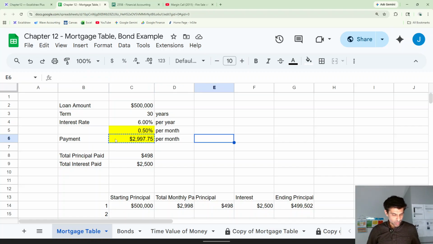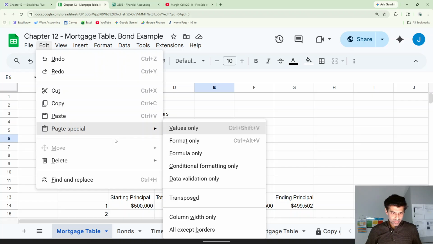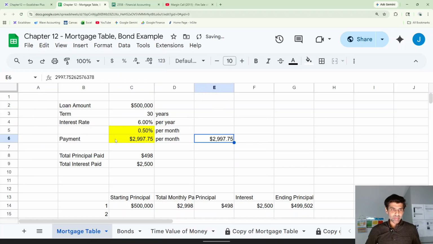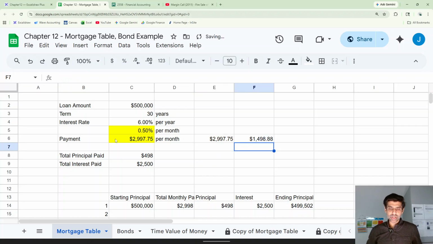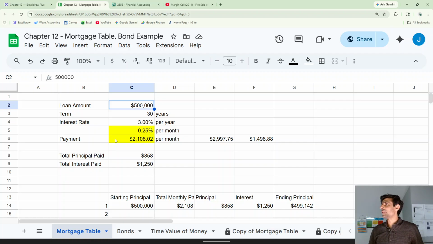Okay, let's just copy and paste this number. So this is now a fixed value. Now we can compare. So we expect if it's a purely linear function that the payment should be $1,498. Okay, so let's see what happens. Okay, it didn't go down because the principal amount is still fixed. Okay, how about this? Let's go back to 6%.